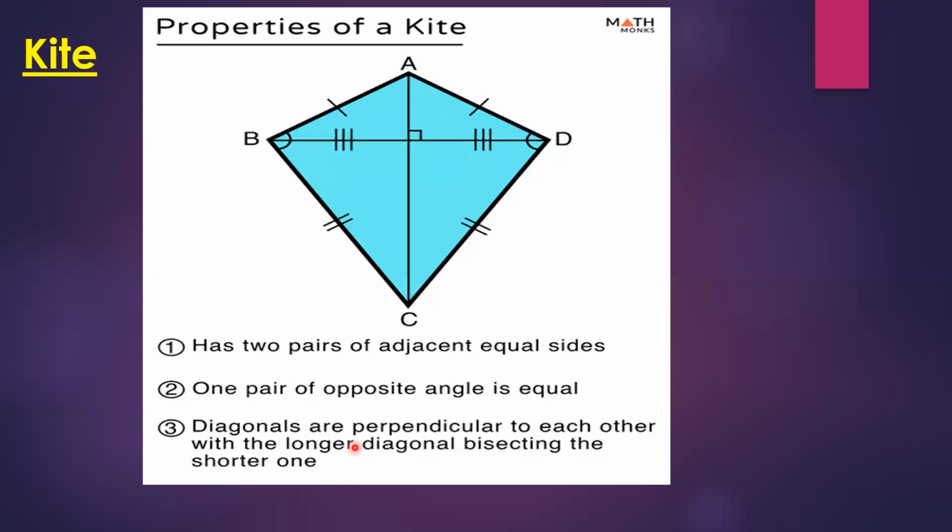So all the sides of a square are equal, but for a rectangle, only the opposite sides are equal. All right. Now, next one.